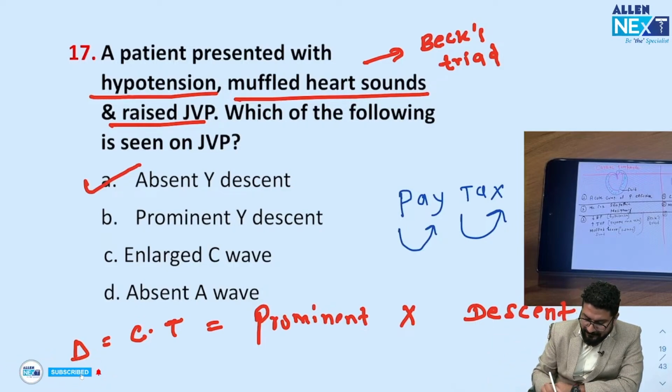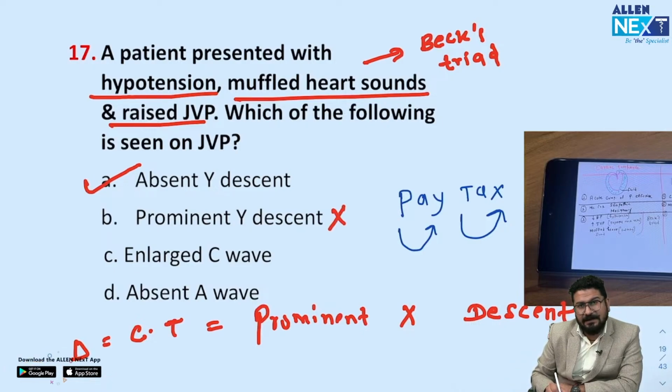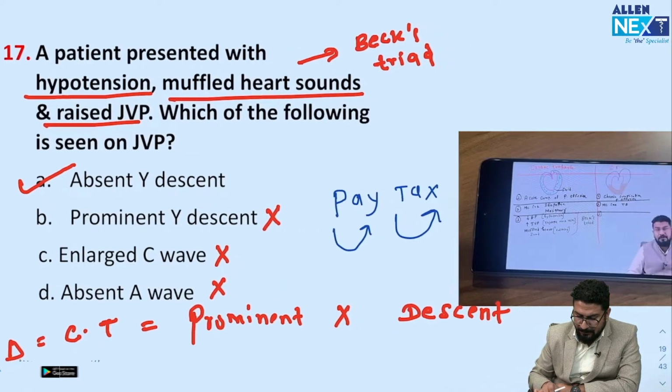Is it clear? Prominent Y you will see in constrictive pericarditis. And large C wave you can see, and multiple defects. Absent A wave you will see in a patient with atrial fibrillation. So these are ruled out options.